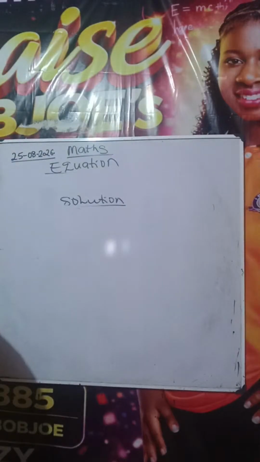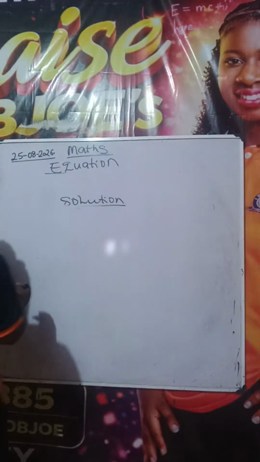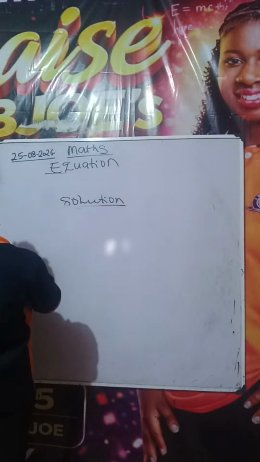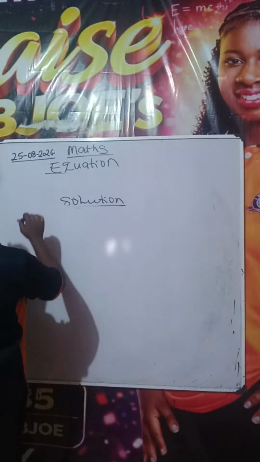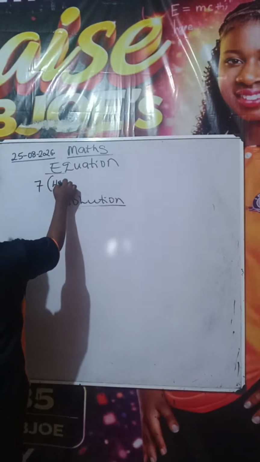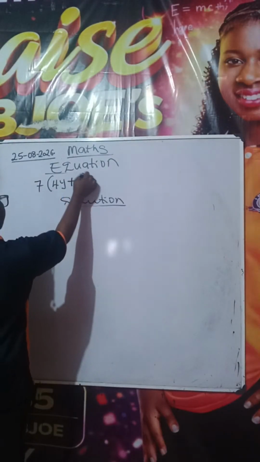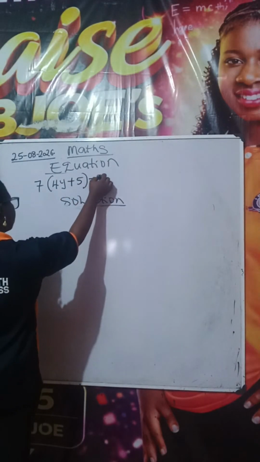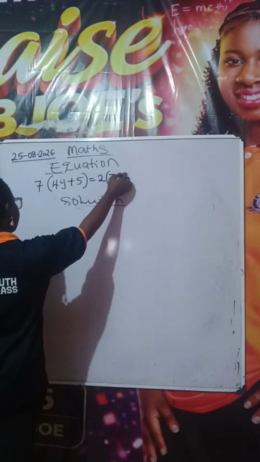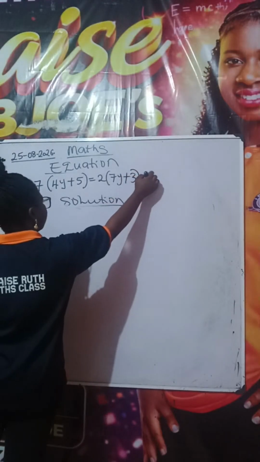So let's see. I have 7(4y + 5) = 2(7y + 3). Now find y.